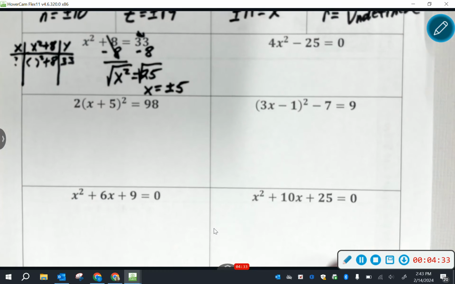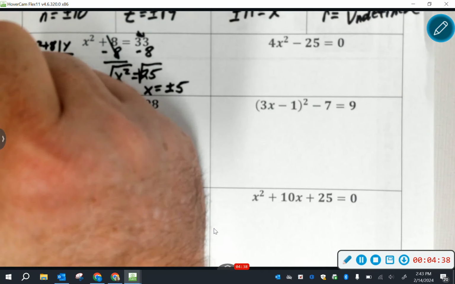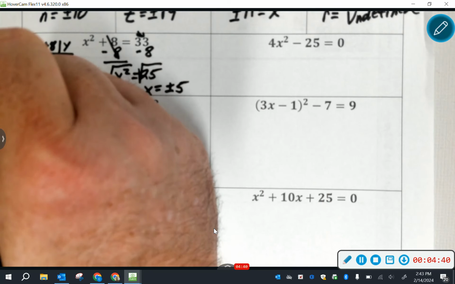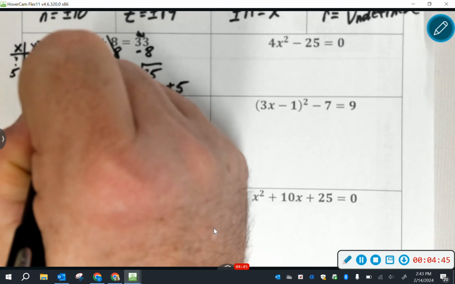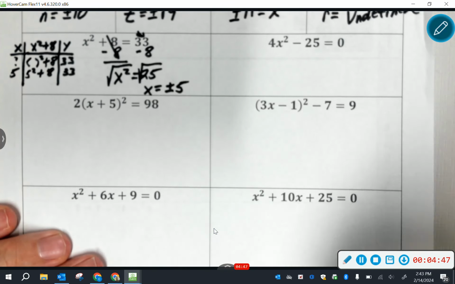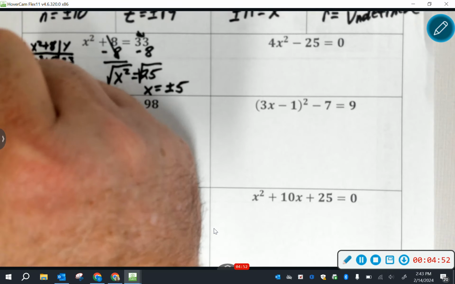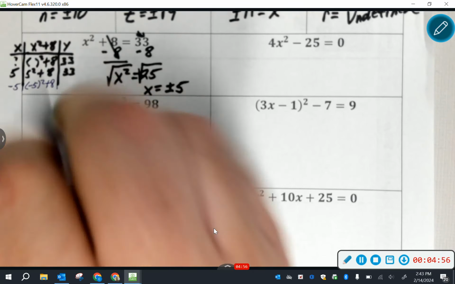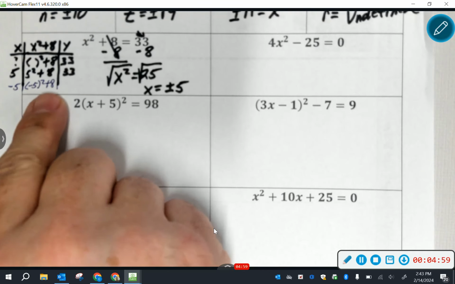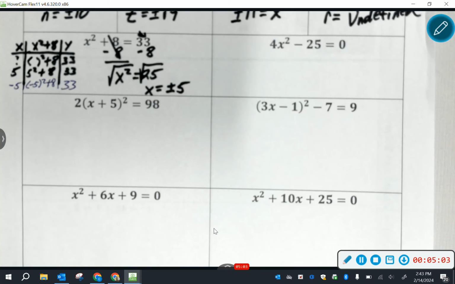Okay. So if I want to go back and check, I can enter 5 into my table. So 5 squared plus 8, that's going to give me 33. And then if I want to plug in negative 5, well then negative 5 squared plus 8 gives me 25, and then 25 plus 8 is 33. Okay, next one.